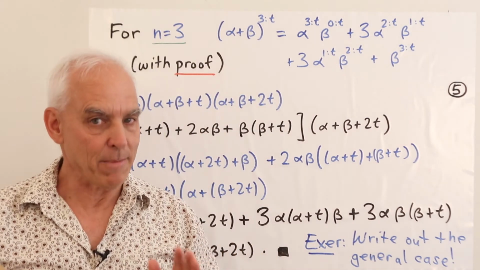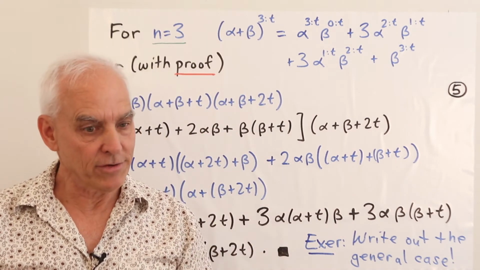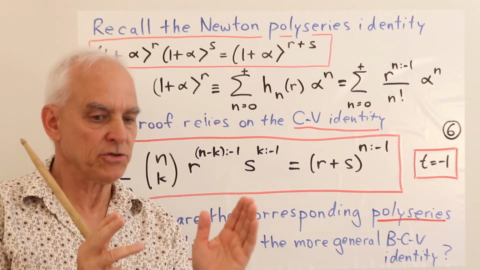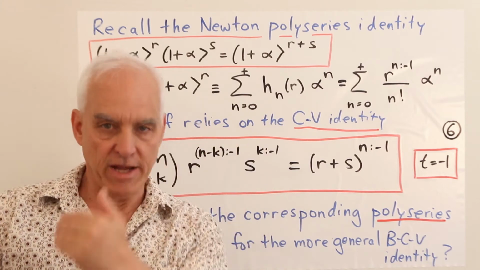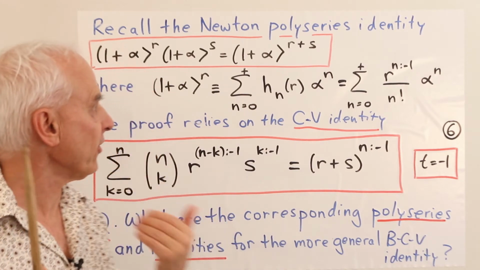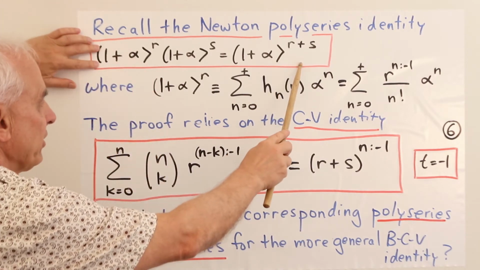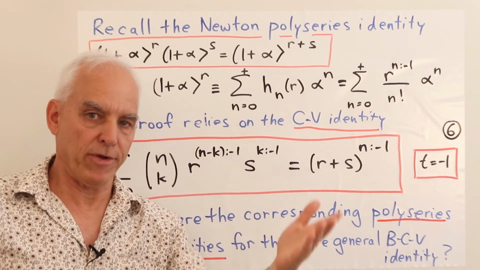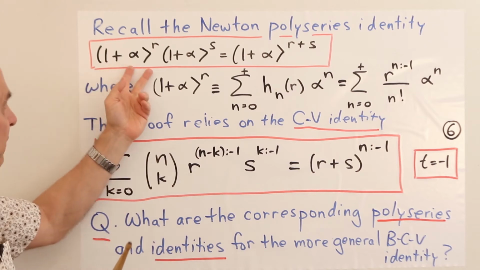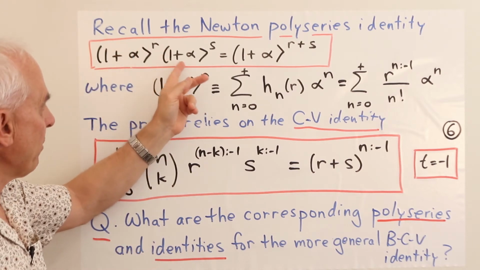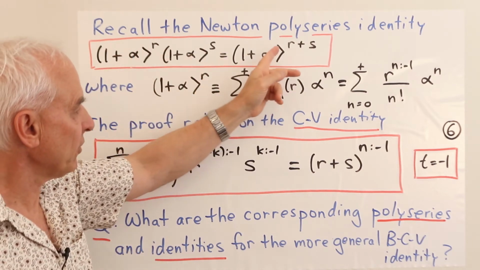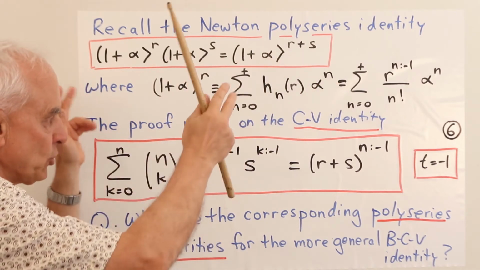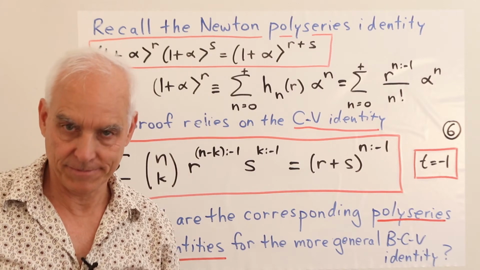So it's really not that much more work than the Chu-Vandermonde relation to begin with. Okay, so now let's go back to the Chu-Vandermonde story and the connection to the Newton polyseries identity. Here's the Newton polyseries identity, which we could also say is the generalized binomial theorem: (1 + α)^r times (1 + α)^s equals (1 + α)^(r + s). And this is an identity of polyseries, and it should have quotes around it.